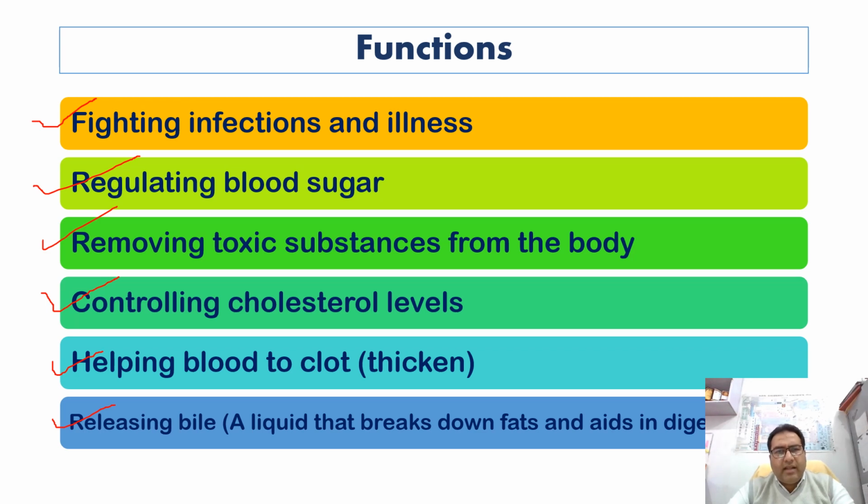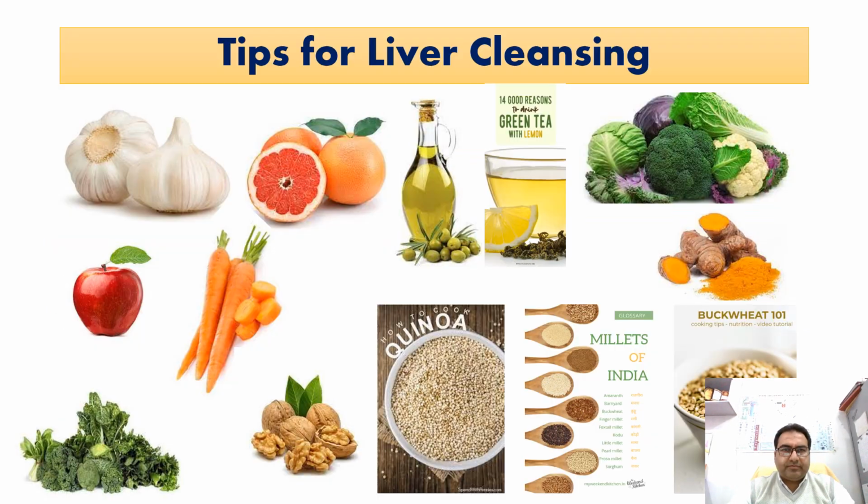The liver also produces the enzyme catalase to break down hydrogen peroxide, a toxic oxidizing agent, into water and oxygen as well. So these are the important functions which are carried out by the liver, besides others.